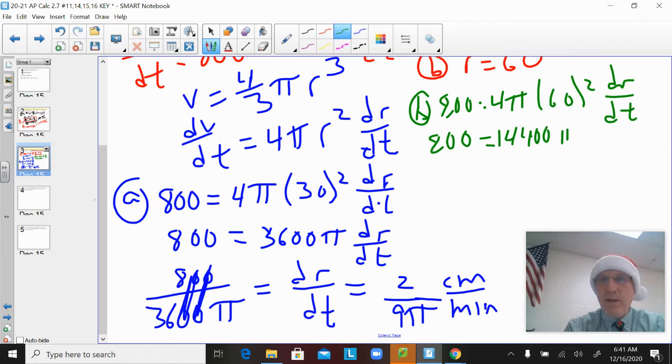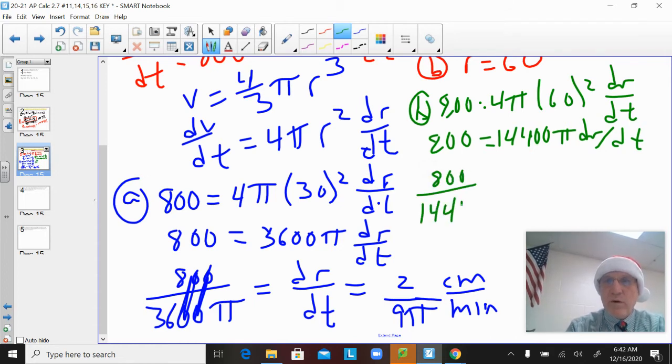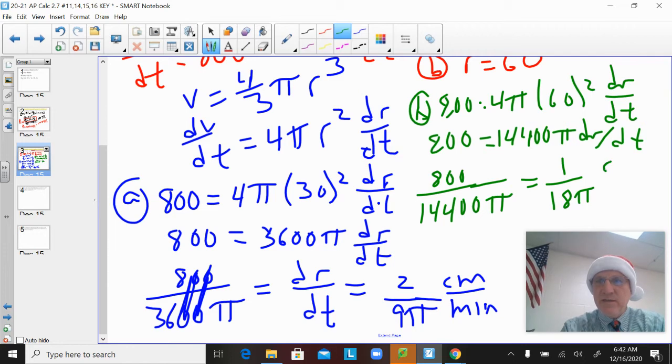14,400 pi dr dt. So my answer becomes 800 over 14,400 pi, which again happens to reduce to 1 over 18. So it's 1 over 18 pi, and that is still centimeters per minute.